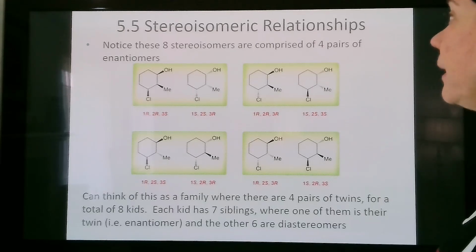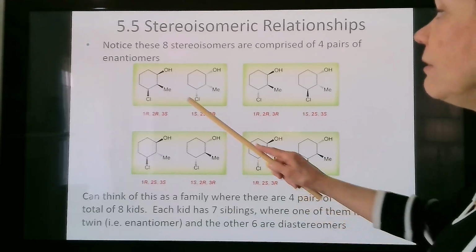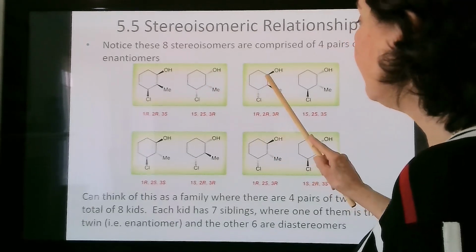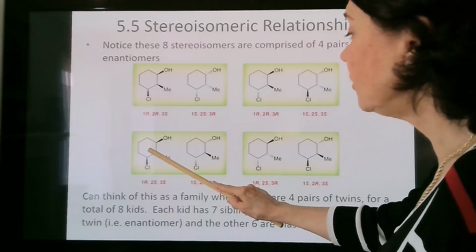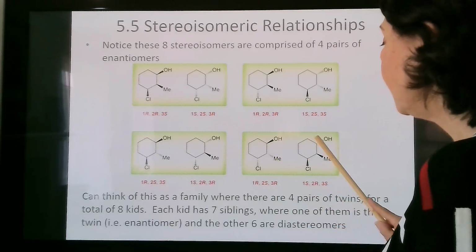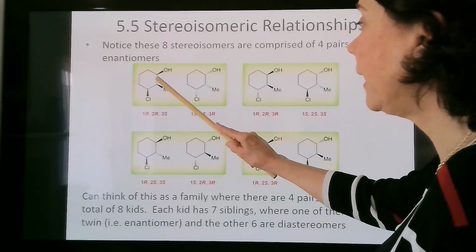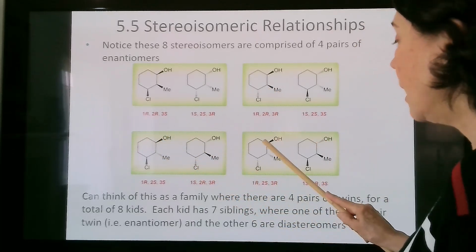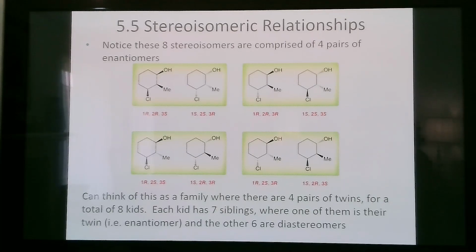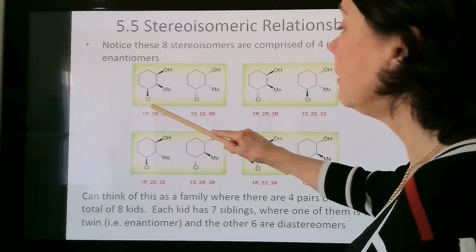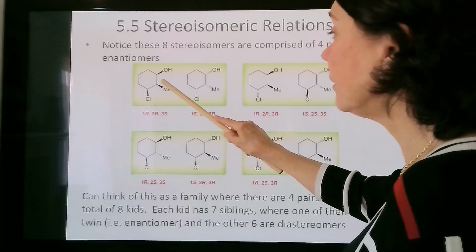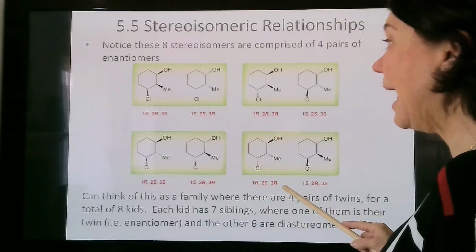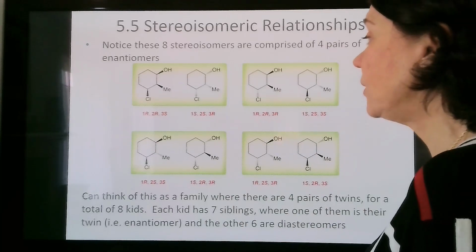Now, stereoisomeric relationships. Notice that this is a mirror image, this is a mirror image, this is a mirror image, this is a mirror image. So this is an enantiomeric pair, another enantiomeric pair, another enantiomeric pair, another enantiomeric pair. This is in your textbook. I urge you to look through these. Look at the designation of the chiral centers here. Look at them here. Look here, here. Look at all 8 of these. There are a lot of things that need to be said about this.